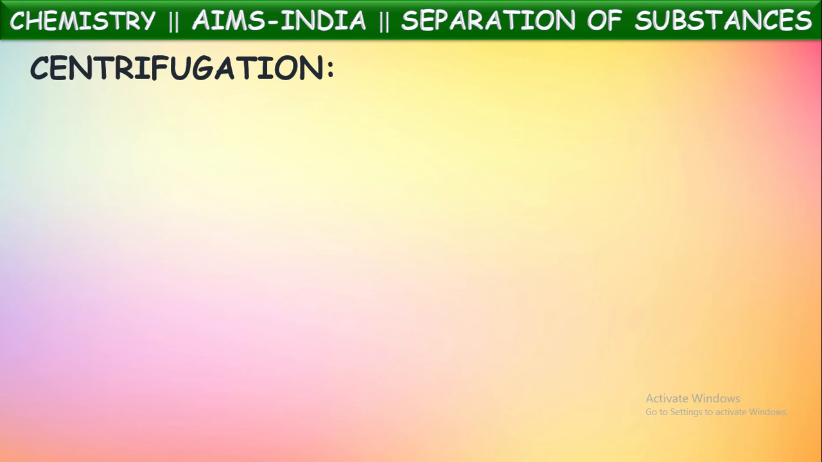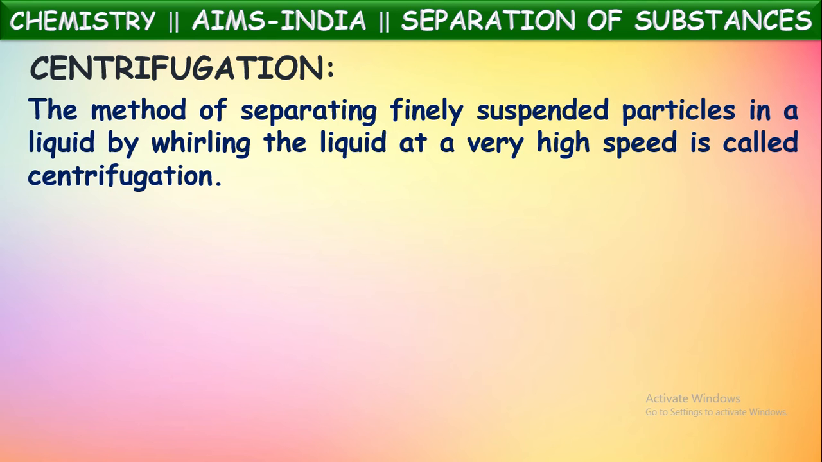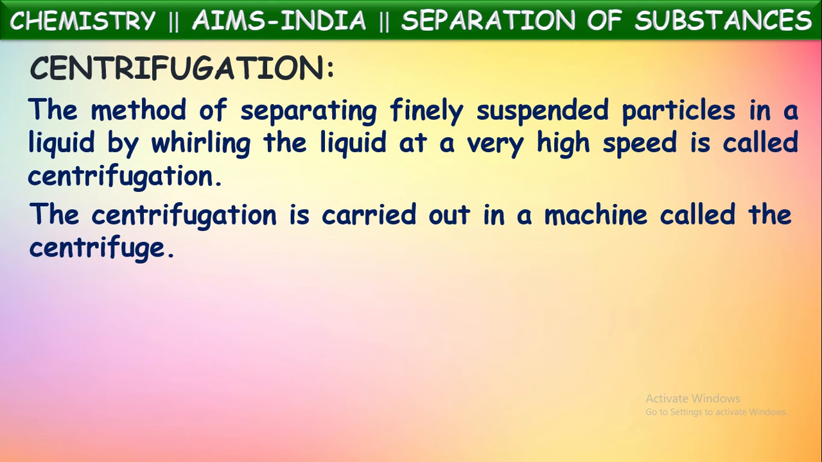Next one, centrifugation. The method of separating finely suspended particles in a liquid by whirling the liquid at a very high speed is called centrifugation. The centrifugation is carried out in a machine called a centrifuge. So, this centrifugation method is used to separate the very finely suspended particles mixed in the liquid.